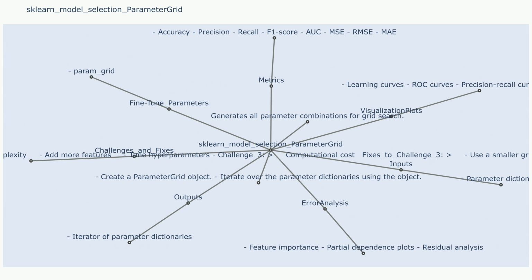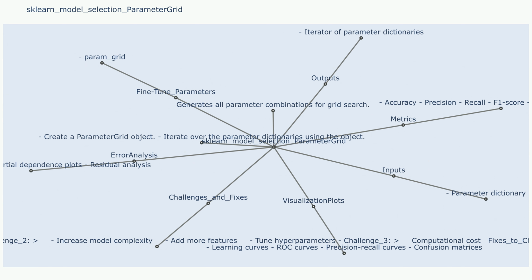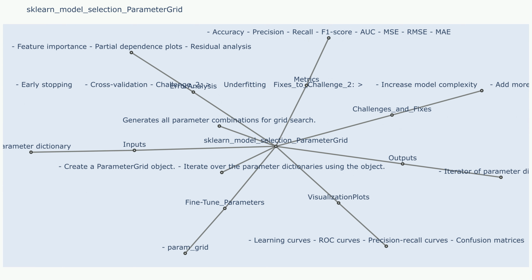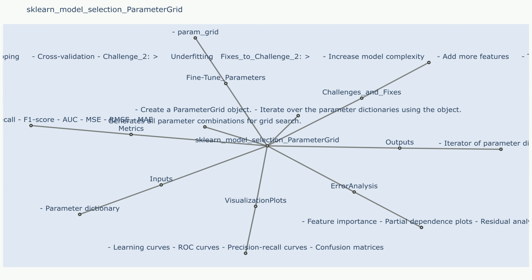Now, Challenge 1. The parameter grid class can generate a very large number of parameter combinations, especially if the input dictionary contains a large number of parameters. This can lead to long training times. Sample use case that resulted in Challenge 1: a grid search with 10 parameters, each with 5 possible values, will generate 510,965,625 parameter combinations.